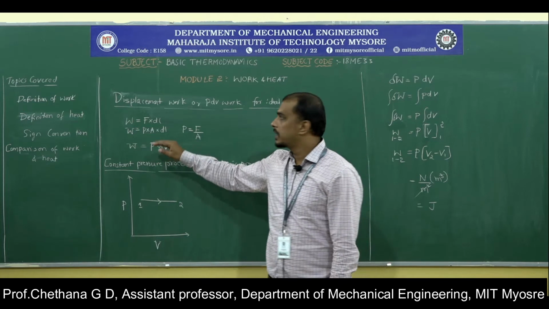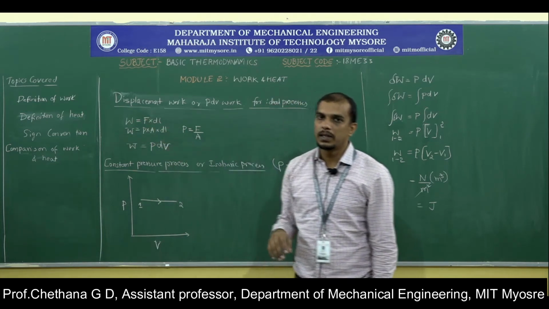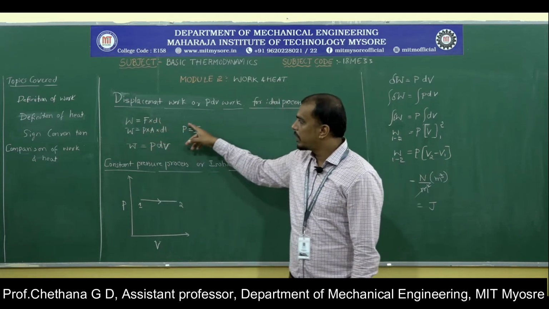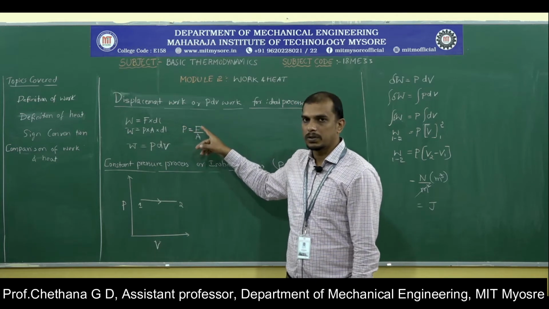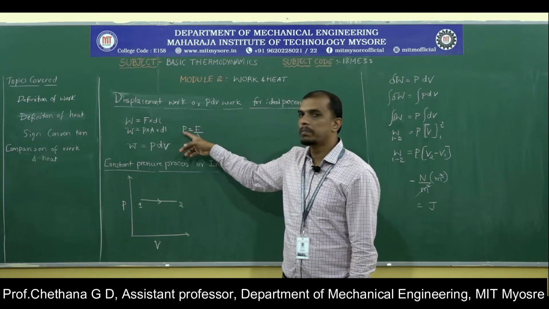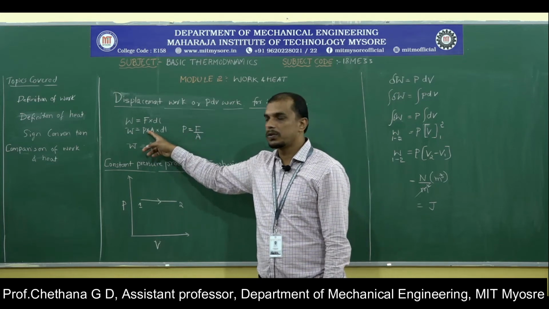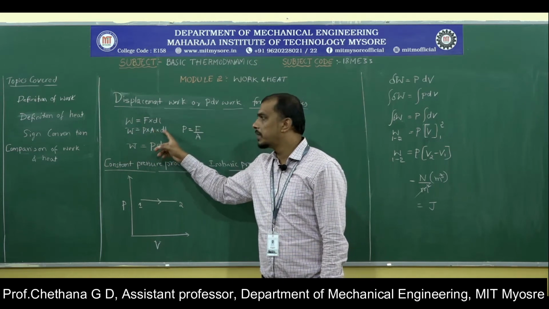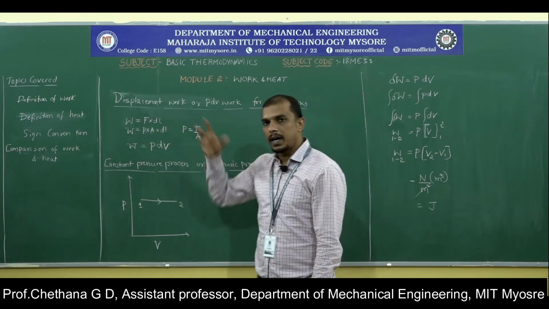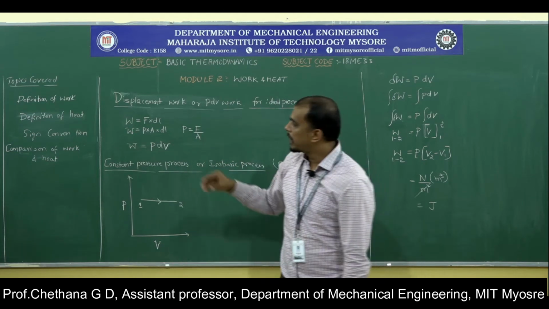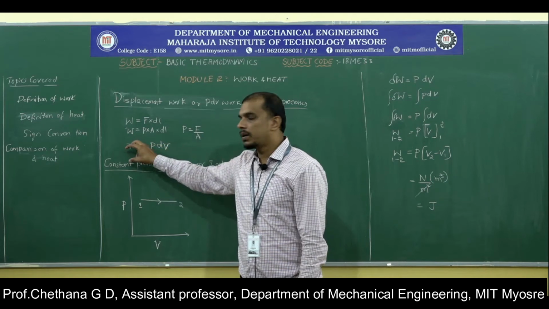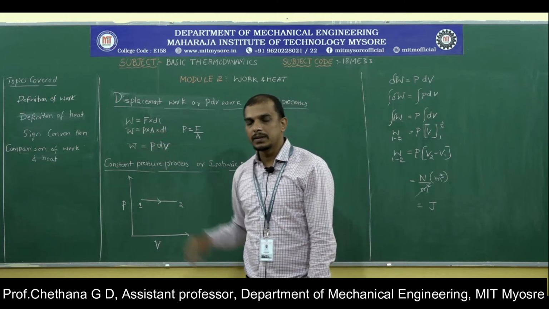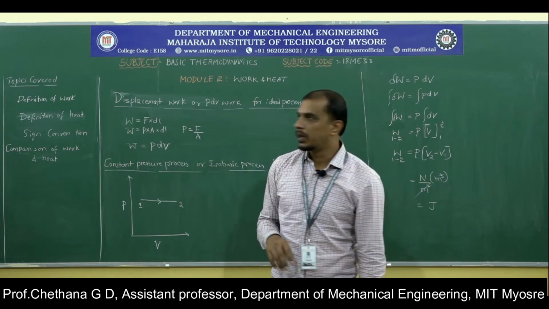So work in mechanics can be defined as force into displacement, where force, here pressure, can be given by the formula force by area. So force will be pressure into area. Substitute force is equal to pressure into area here. Then work will be pressure into area multiplied by displacement. Then area multiplied by displacement can be called as change in volume. So work can be given by pressure into change in volume, that is P dV. Hence it is called as PdV work.